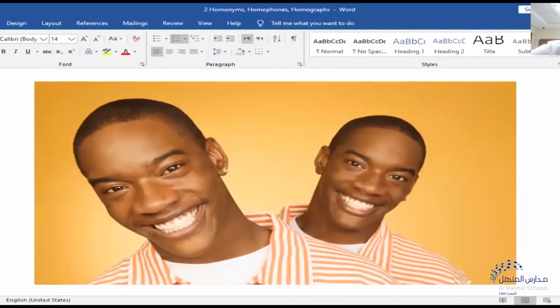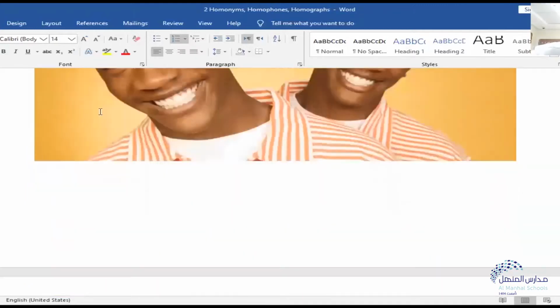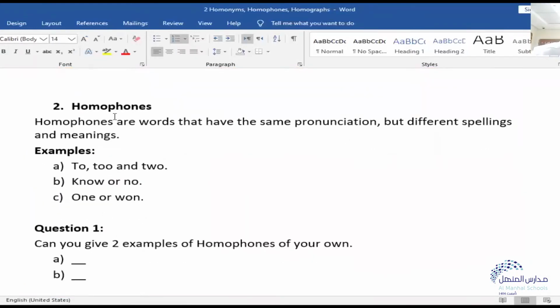The example I've given here are of twins, right? Two different people that look the same, maybe even dress the same, same haircut, but in the end they are two different people with two different lives, right? So two different meanings is what you should think of.